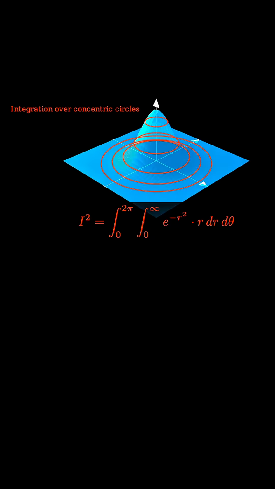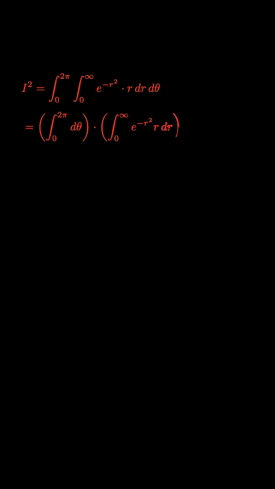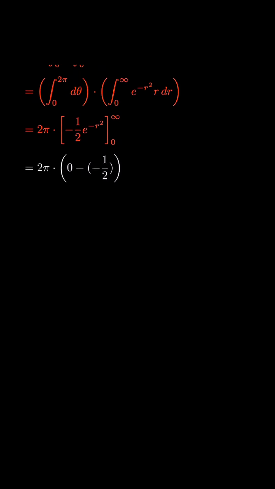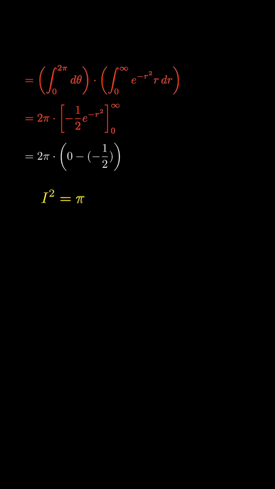From here, the calculation becomes straightforward. The variables separate cleanly. The angular part is trivial and integrates to 2 pi. Thanks to the factor r from the Jacobian, the remaining integral matches the derivative of the exponent, allowing us to integrate it directly. Evaluating the limits at 0 and infinity leaves us with a remarkably simple result, which reduces to pi.